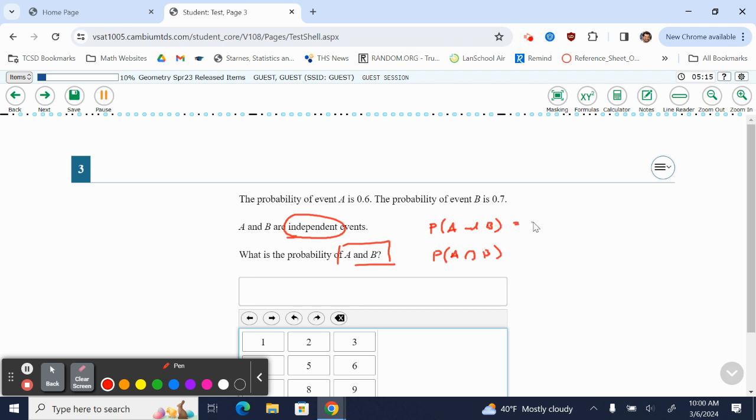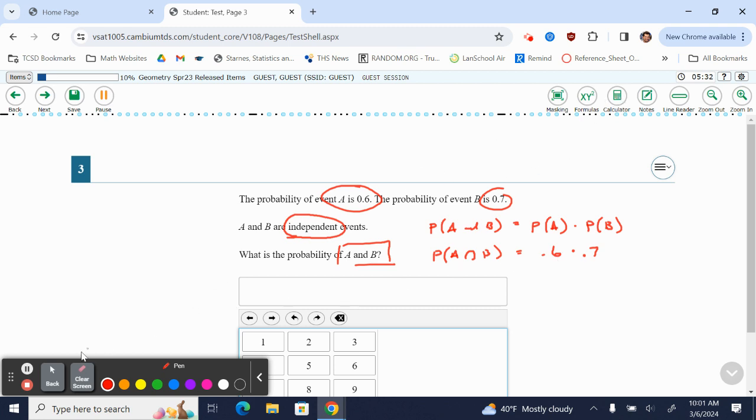Either way, if you're trying to find the probability of A and B, and the events are independent, you simply take each individual probability, the probability of A, and you multiply it with the other probability of B. So it's just straight multiplication. The probability of A is 0.6, so we take 0.6, the probability of B is 0.7, and we just multiply by 0.7.